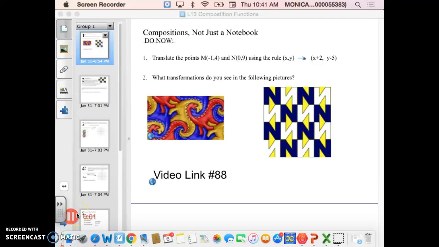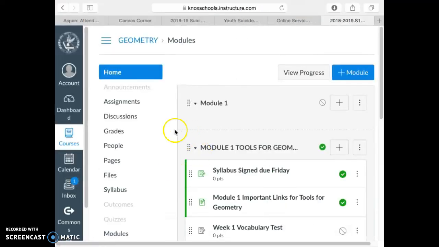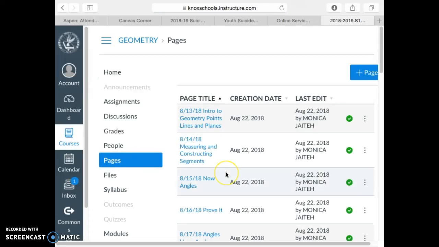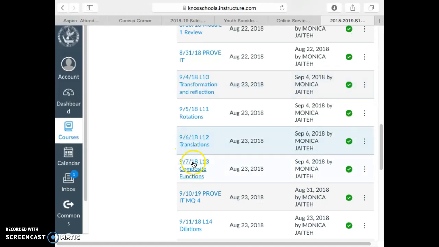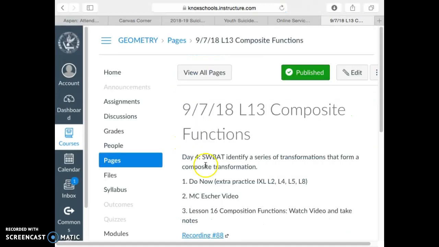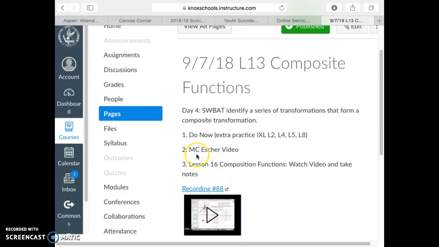All right, so today we're doing composition functions. If you look on Canvas again, you're going to go to Pages, and today is the 7th, 9, composition functions, and then it'll tell you what we're doing. So, do now: if you would like extra practice, you want to make sure you go to these IXL assignments. I'm not going to take them for a grade, but it's a great way to study for the test.